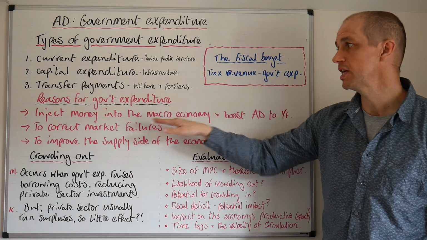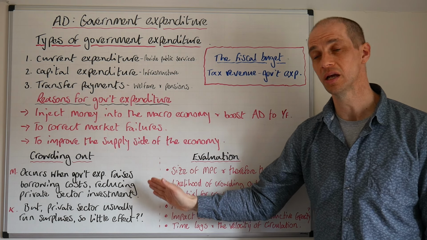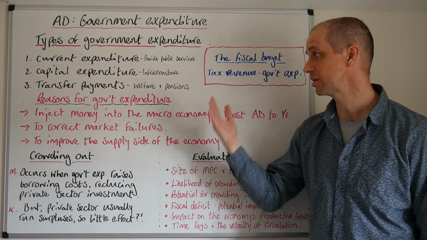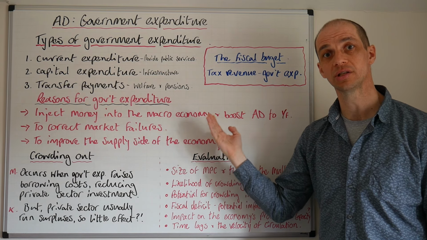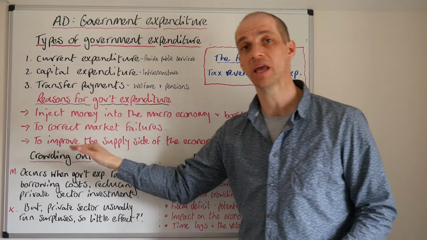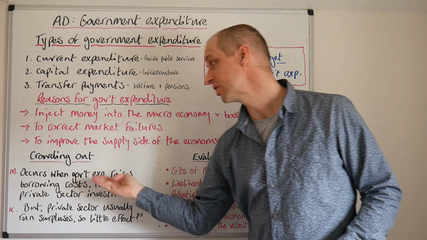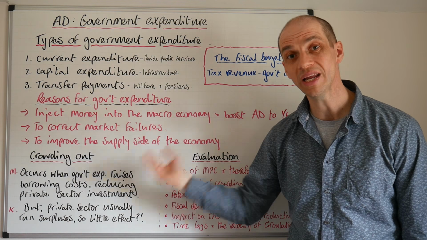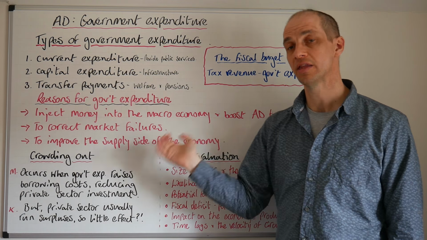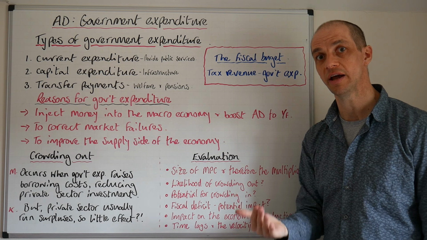Now, just in relation to this principle that Keynes argued, well, monetarists disagreed. They said actually what would take place when you conduct such injections into the macroeconomy is crowding out. Okay, and this principle of crowding out, as we can see here, occurs when government expenditure raises borrowing costs, reducing private sector investment. Now, we've mentioned that the government runs a persistent fiscal budget deficit.